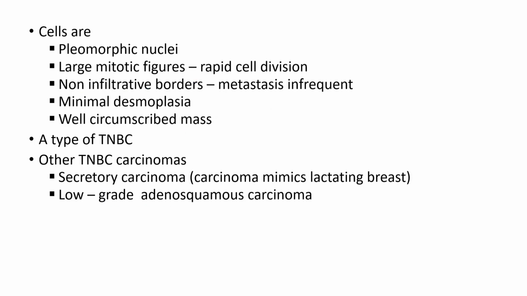Now the cells will have pleomorphic nuclei, and there will be large mitotic figures showing rapid cell division, and there will be non-infiltrative borders, which shows metastasis is infrequent in them. This is very important. Now there will be minimal desmoplasia in them, and there will be a well circumscribed mass. This is the medullary carcinoma. It's a type of triple negative breast cancer. Other carcinomas showing triple negative molecular type are the secretory carcinoma and the low grade adenosquamous carcinoma. The secretory carcinoma is a carcinoma that mimics the lactating breast.